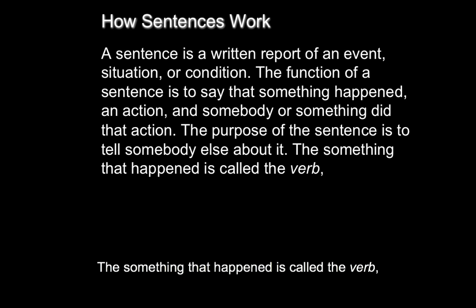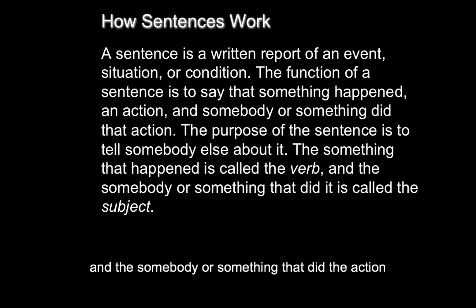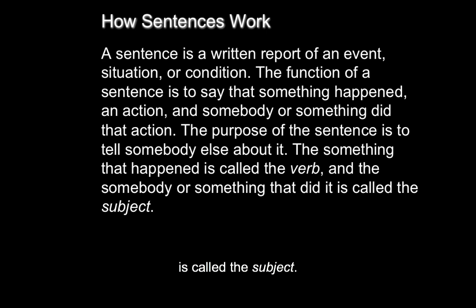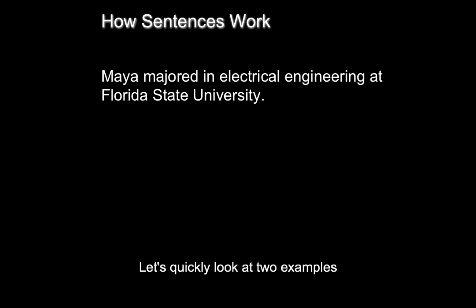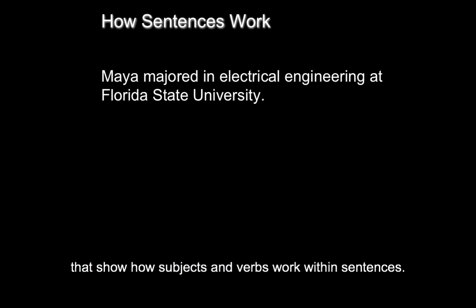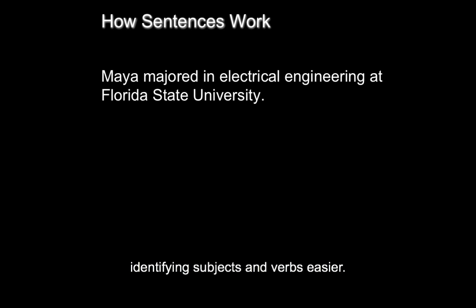The something that happened is called the verb, and the somebody or something that did the action is called the subject. Let's quickly look at two examples that show how subjects and verbs work within sentences. Then we'll look at a strategy that can make identifying subjects and verbs easier.